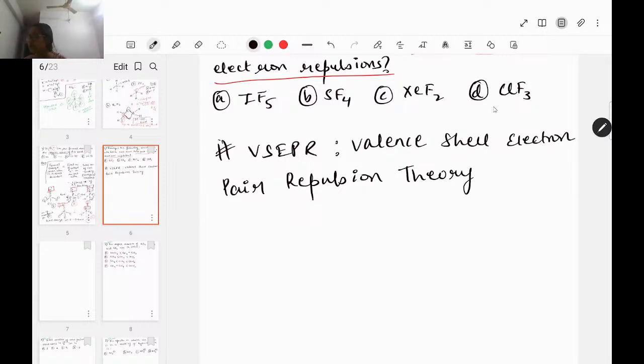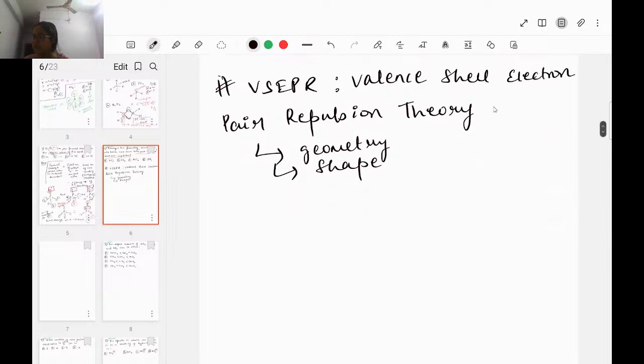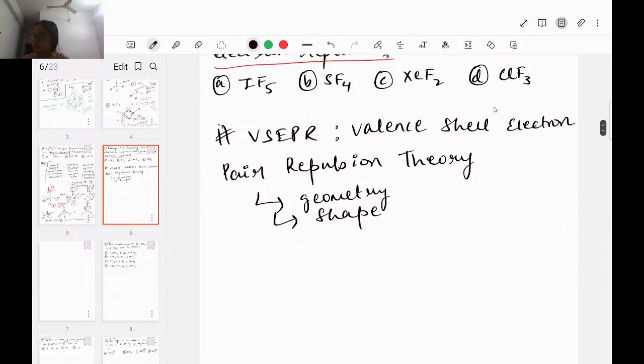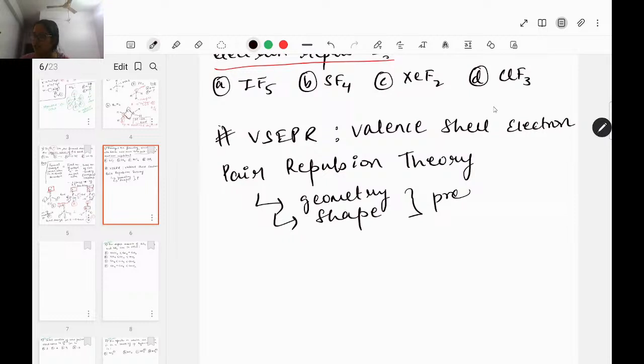Okay, so what does this theory say? This theory usually helps us to find out the geometry and the shape of simple molecules, but it does not provide us with any experimental or theoretical evidence. It just shows us that it happens. IF5 looks like this, SF4 looks like this. It just tells us, but it does not tell us how it is happening. So this is a very useful tool because it is very difficult otherwise to predict molecules. So this helps us predict the geometry and shape of the molecules.